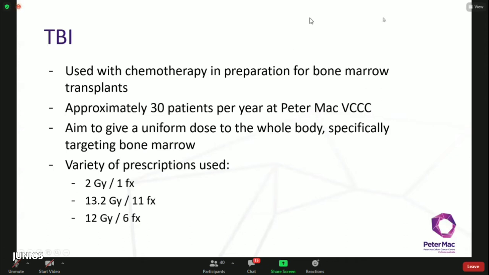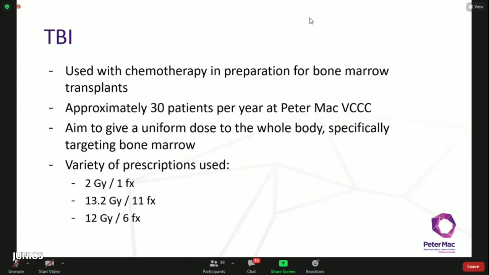TBI is used in conjunction with chemotherapy in preparation for a bone marrow transplant. So these are things like leukemias, where the patient has some sort of blood disease. We at VCCC, at Peter Mac, treat approximately 30 patients per year, which, comparing our workload to other centres, both locally, nationally, as well as internationally, makes us a relatively busy centre. And it's interesting to note that this workload did not particularly drop off during the pandemic. So this is still quite an important and relevant treatment option for a lot of patients. But being 30 patients a year, it's also quite a specialised technique. Despite being a relatively busy centre, it's still quite specialised.